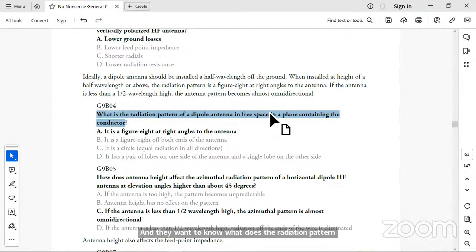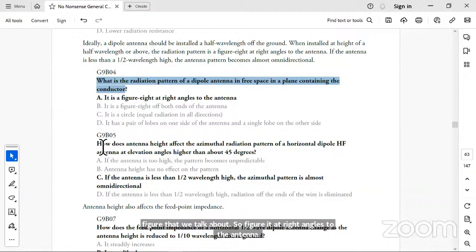So we kind of skated over that point, but we did say it was a figure 8 at right angles to the antenna, right? So you could just review that slide and you'll see that figure 8 that we talk about. So figure 8 at right angles to the antenna. That's the radiation pattern of the dipole antenna.